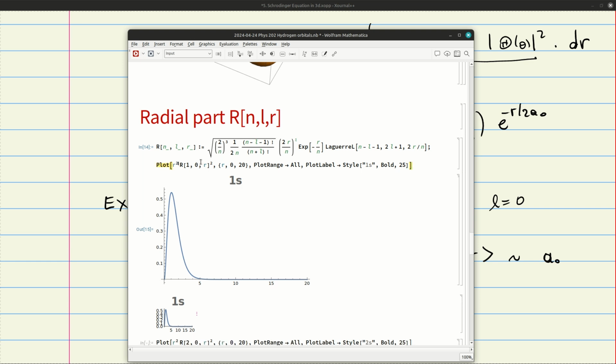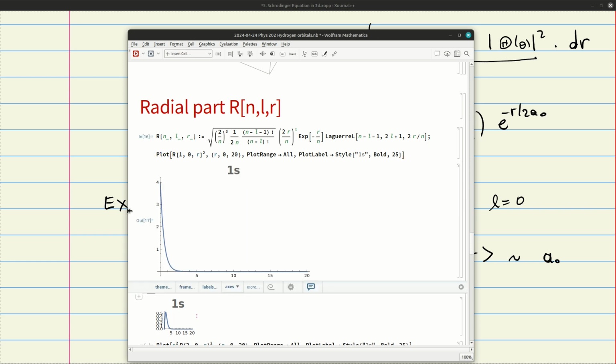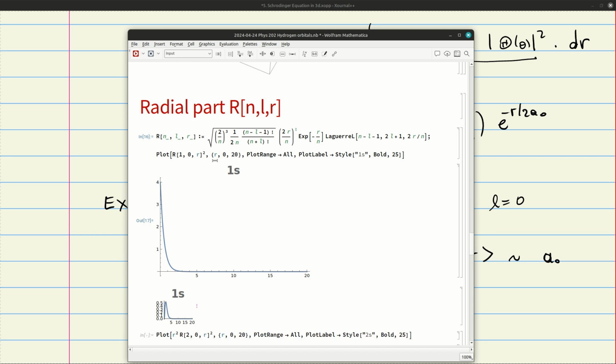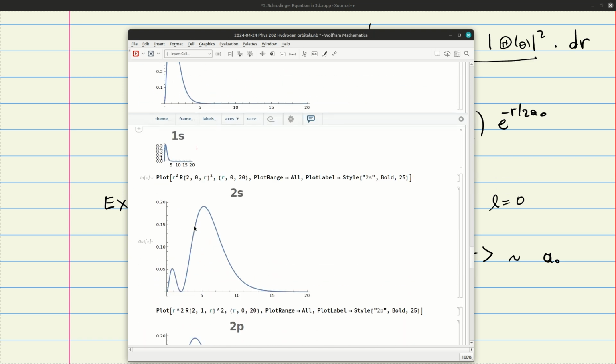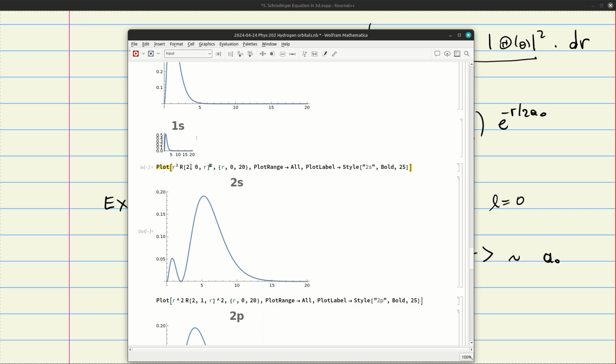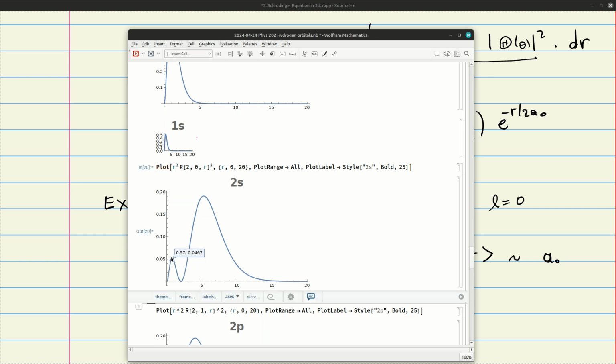If I didn't have that, I would have something non-zero at the origin, but because of this r squared, the volume of the space is shrinking as you go to r equal to 0, then the probability to be there is 0 because the volume itself is 0. So I put this r squared. This is 1s. I can look at R20R. You can see now, like in the Bohr model or these semi-classical quantizations we had, I have 1 node here, and the other one at infinity.